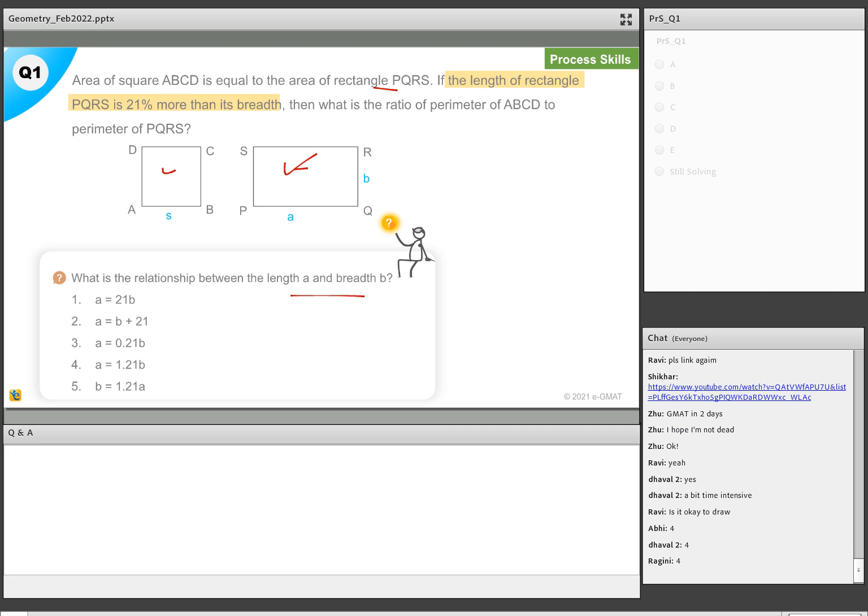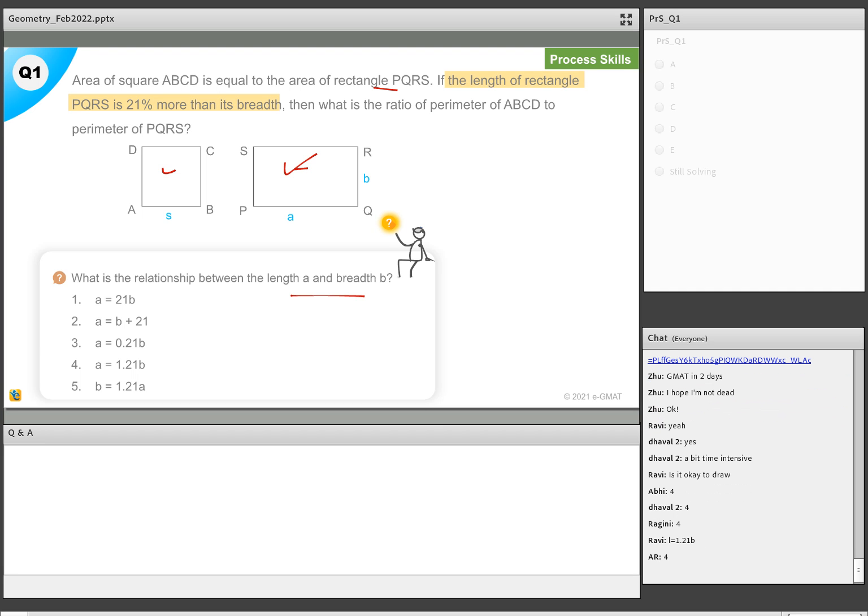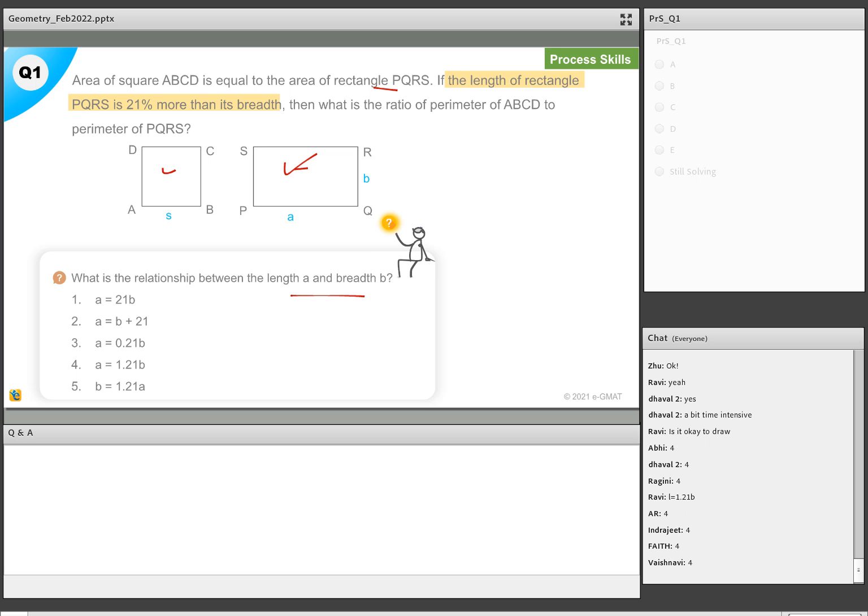Here is a quick question for you. What is the relationship between length A and breadth B based on this particular section? There is a relationship between length and breadth that's given to us. So which of these should be the correct answer? 4, right? 1.21. This is again another aspect that for those of us who are not extremely comfortable and familiar with quant and percentages specifically, I want you to get comfortable with this. The minute you see something is 21% more, you should be able to say that means it's 1.21 of B. If this is not coming naturally to you yet, you need to work on this.